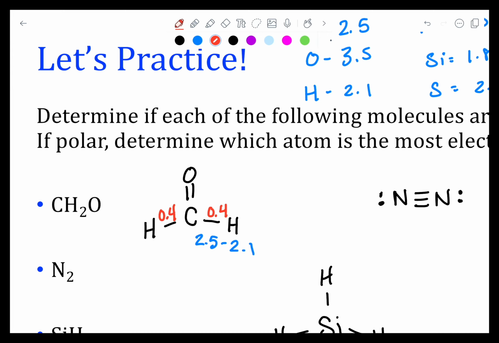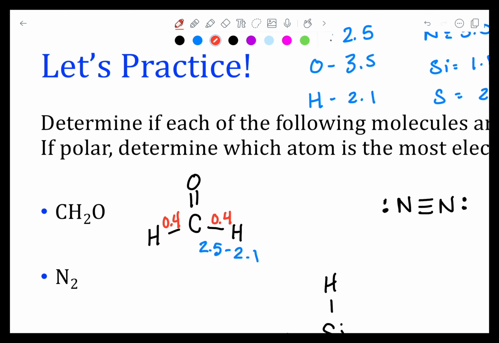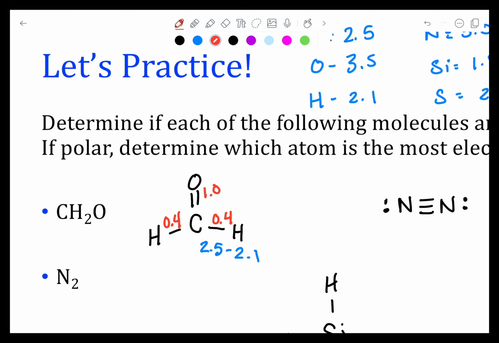0.4, so that's going to be 2 nonpolar bonds, and then our carbon-oxygen, so carbon's 2.5, oxygen's 3.5, that's going to be a 1.0 difference. Okay, we determined that when we did carbon dioxide. So there's some lone pairs on that oxygen there. So this molecule has an area of more positive and more negative because it's polar in that respect. So this is a polar molecule, and they're being pulled towards the oxygen, which is the most electronegative.